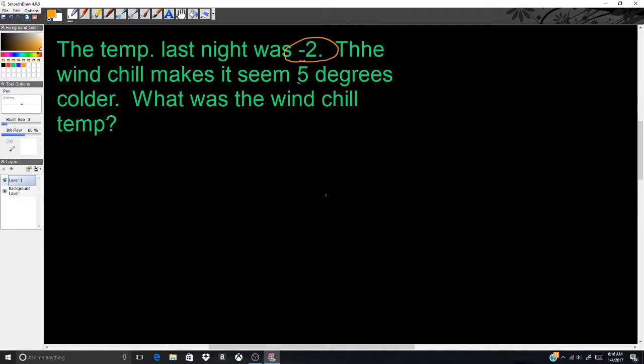And we know that the 5 degrees is important. And I know that colder is important because that tells me if that 5 is a positive or a negative, right? If you get hotter, then that's a positive number, so you're going up on the number line. But if you go colder, you're actually going negative on the number line, so you're going down to the left. So that's a clue that you need to look at. Now, the second part of this, it says, what was the wind chill then? They don't want to know what the temperature was, -2. But the wind chill temperature, you have to include what it feels like, and that's 5 degrees even colder.